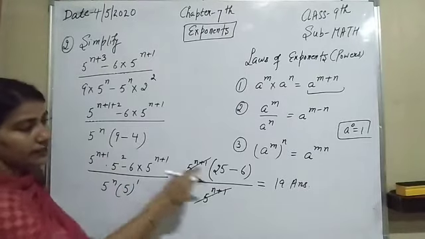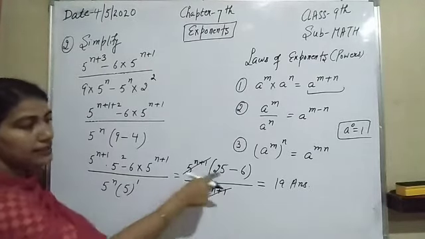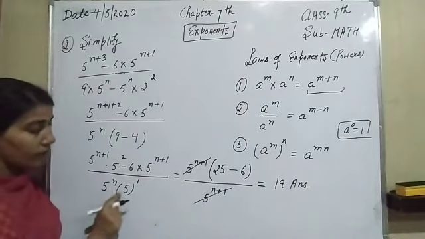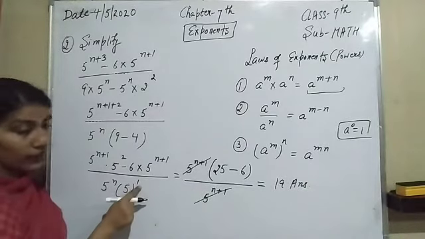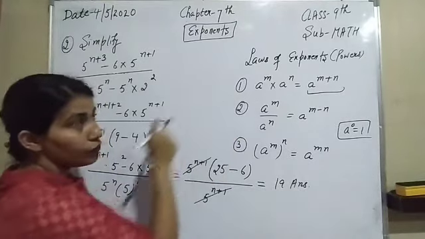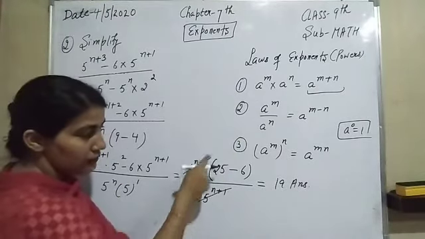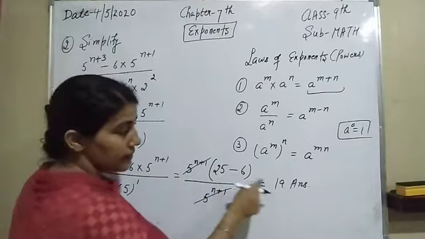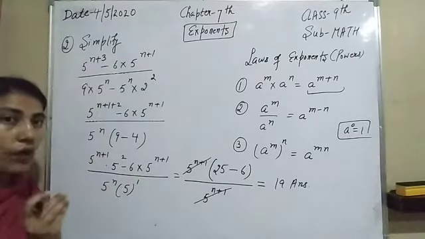That means both values can be taken as a common 5 raised to power n plus 1. And here is 5 square, that is 25, and here is minus 6, divided by 5 raised to power n plus 1. When the bases are same then the powers can be added, that means n plus 1, according to the first law of exponent. Now both these values are cancelled and 25 minus 6, that is 19, which is your required answer.